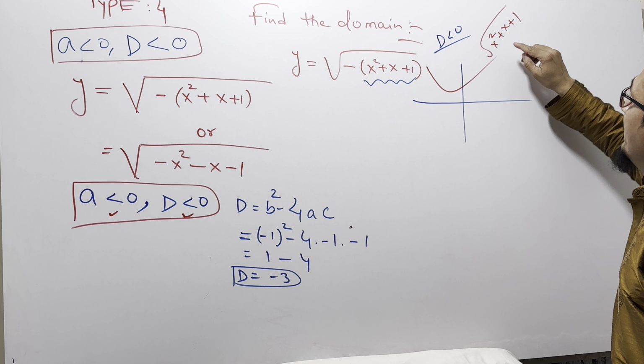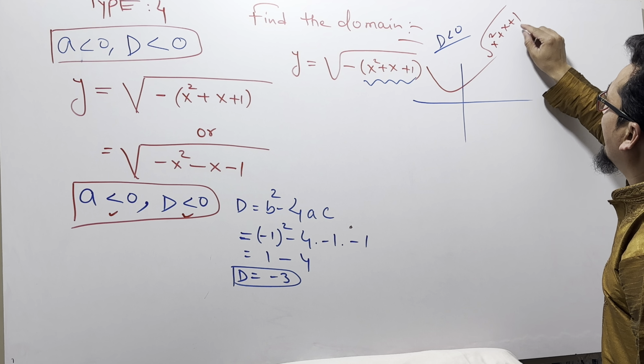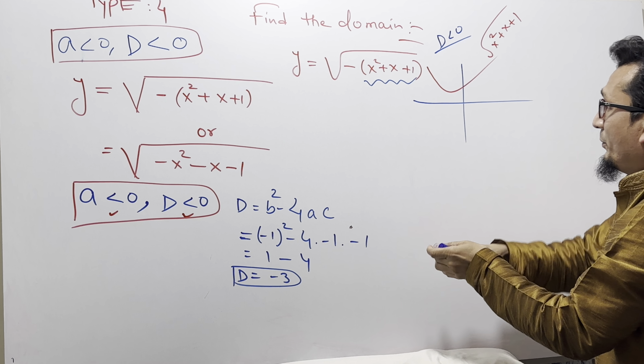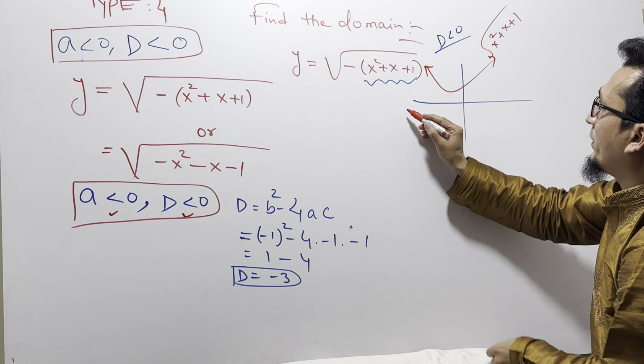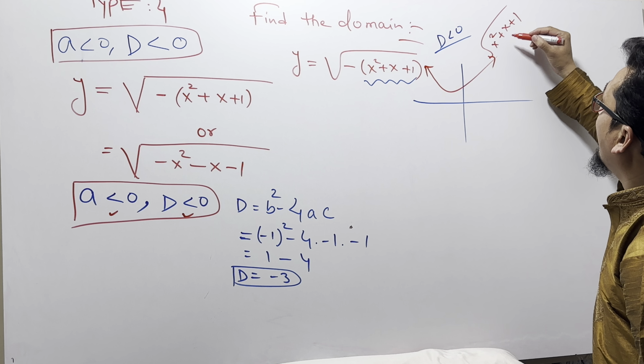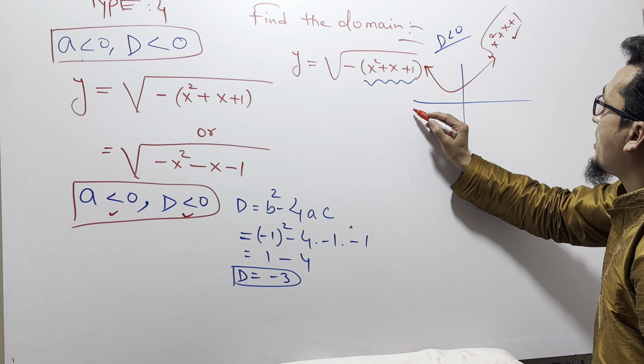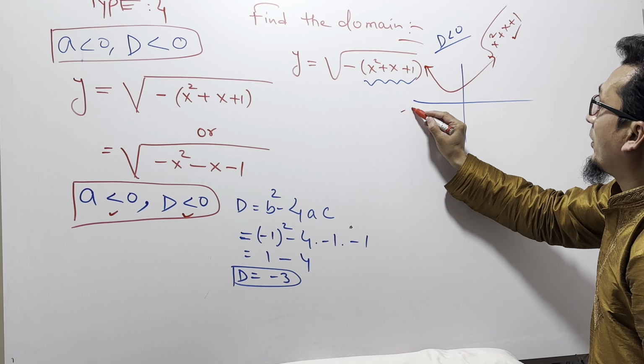This is always up. So whenever the value of D is less than 0, this graph never cuts the x-axis. We have a graph here, and you can see it continues. So we can say the domain of this one is from minus infinity to positive infinity. This was in type 3, I told you.